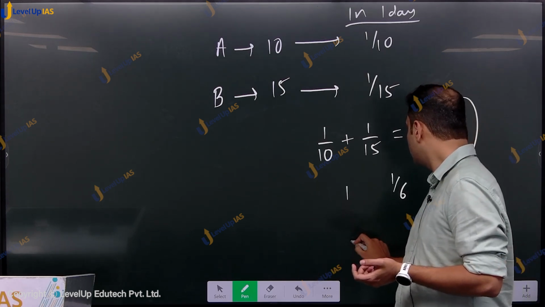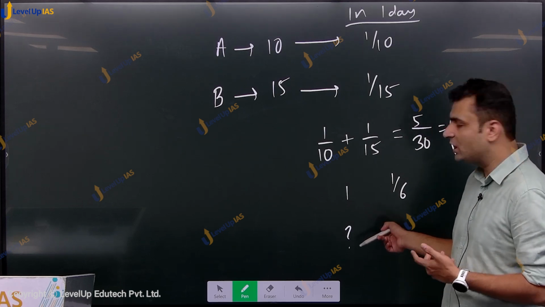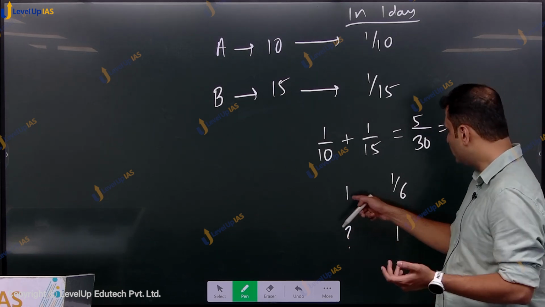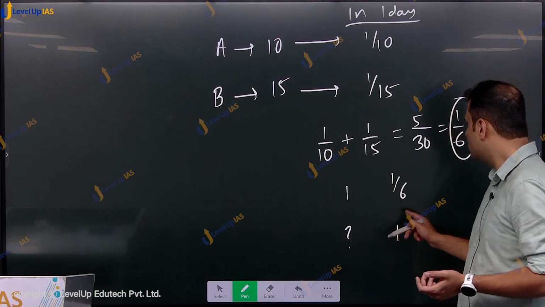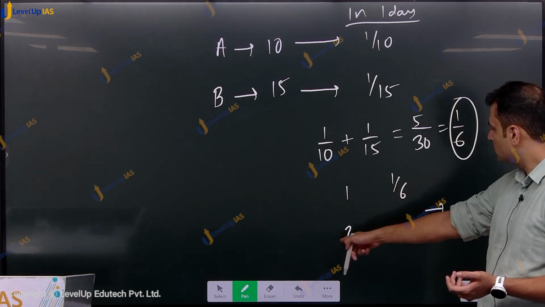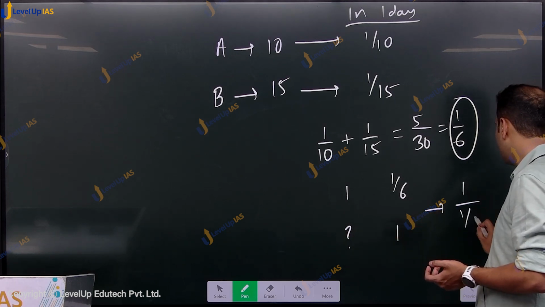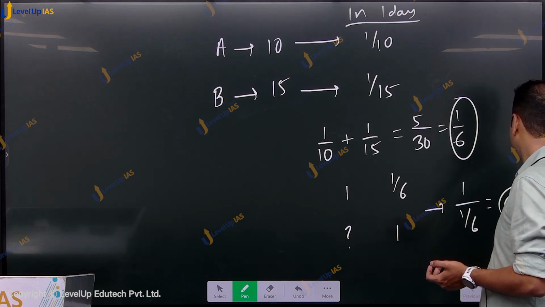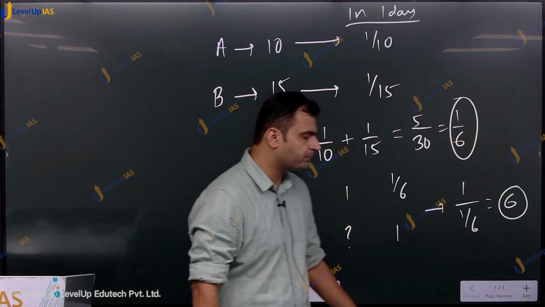So in how many days will they be able to complete the work? Complete work is 1. In one day, 1/6 of the work. In how many days, 1 work? So how do we solve this? 1 into 1 is equal to 1 by 6 into this question mark. So the question mark is equal to 1 upon 1/6, which is 6 days in total if they work together. As simple as that.